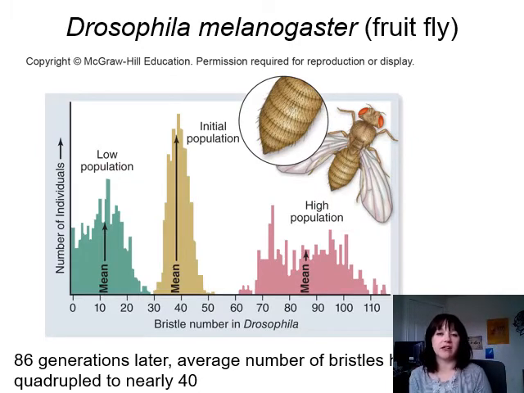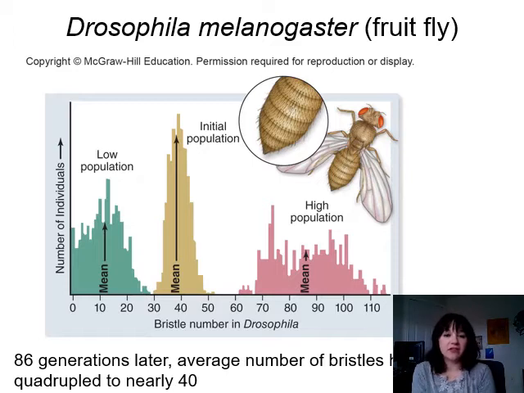And this can be seen in an example in fruit flies, in which scientists had an initial population with a certain number of bristles, these hairs on the body of the flies. And they said, let's see if this is a trait that we can select for. So they took their initial population that had an average number of about 40 bristles on the abdomen, and they split them into 2 populations.